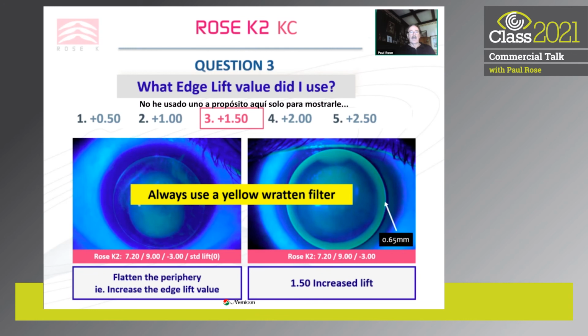Always use a yellow Wratten filter. I purposely haven't used one here just to show you how much more difficult it is to interpret the fluorescent pattern. So always use a yellow filter. It takes out the excessive blue light.